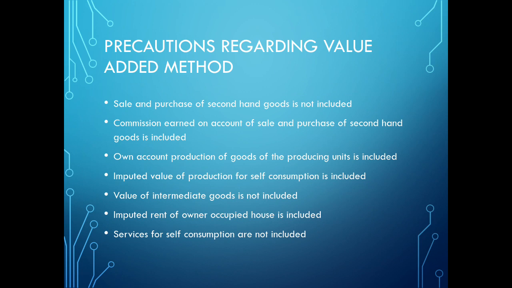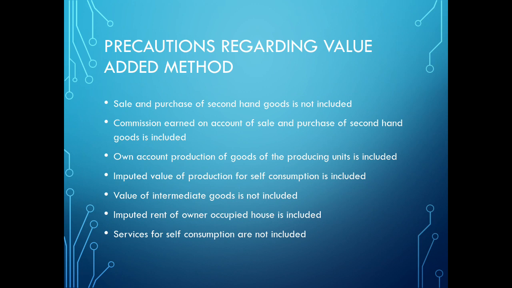Imputed rent of owner occupied house is also included in the calculation of national income. Means for the house where the owner is residing, the estimated rent of that house is also included. Why is it included? The reason being, if the owner is not residing in that house, then maybe it would have been given on rent and then it may have earned some income. Clear? So it means the house has some rental value, so that value should be included.